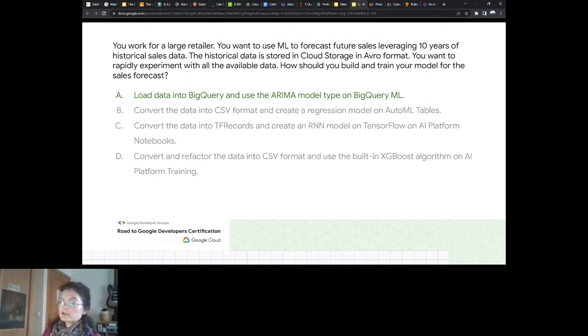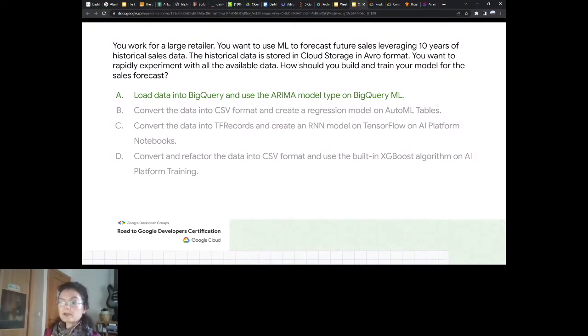Why is B not good, or D? Because both are transforming into CSV format. And if you start transforming, then you don't have a quick view. You need to spend time transforming the data. So that's why these two are kind of automatically discarded.